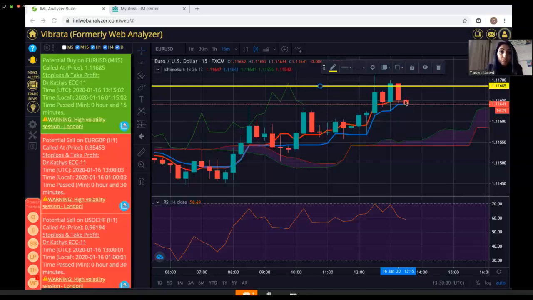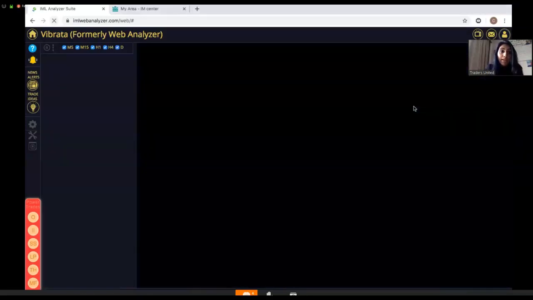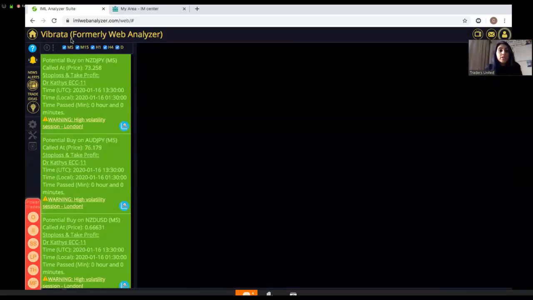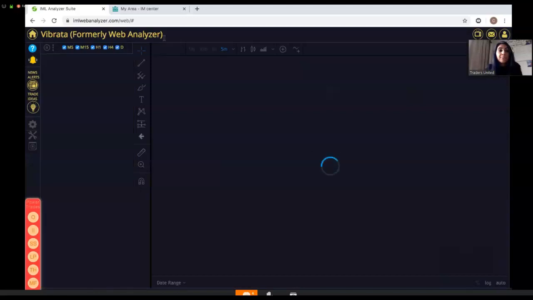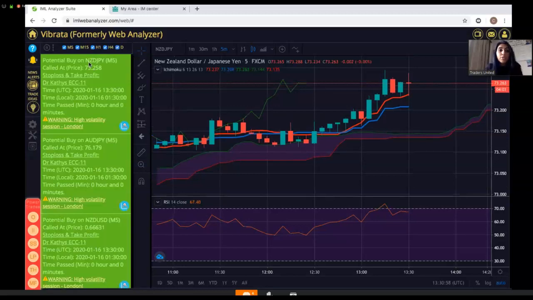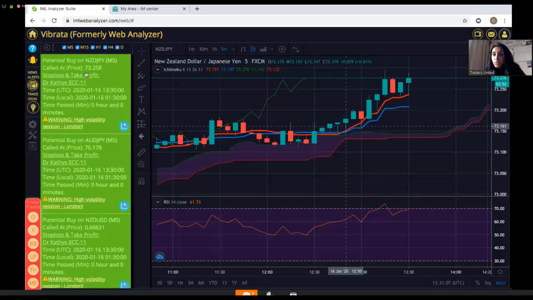Let's keep the M5 on at the moment, just for the sake of having a look at what is a good trade, what isn't, and maybe we can catch a few very quick pips whilst we're on this call. So New Zealand JPY, that came out literally just now. 0 minutes have passed. Buy trade. I'm going to do this very quickly, guys. Call that price 73258. It's probably already got a few pips.